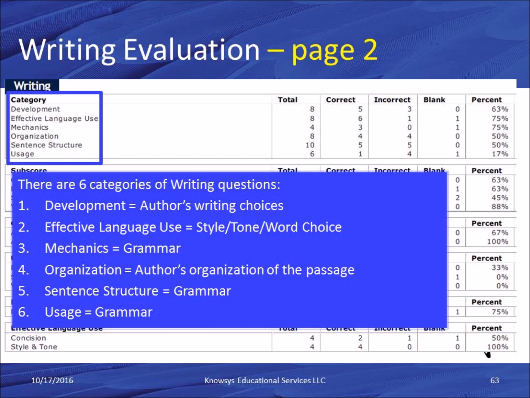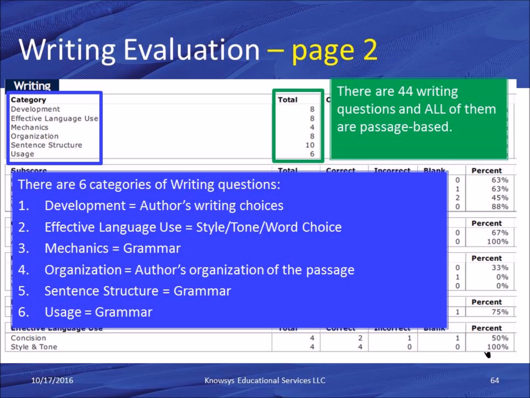Okay, in writing there are 6 different categories. There's development, which represents authors' writing choices. There's effective language use, that's style, tone, word choice. Mechanics, this is actual grammar. Organization, this is how the author actually organized the passage. Sentence structure, which is grammar, and usage, which is grammar. So you can see 3 of the 6 categories are about grammar, and the other 3 are about author's writing style.